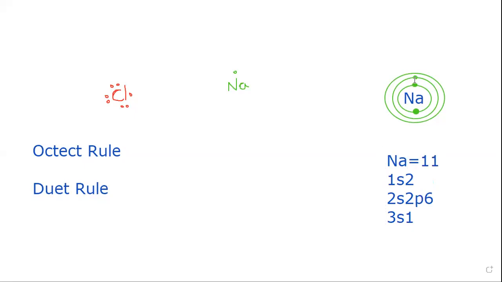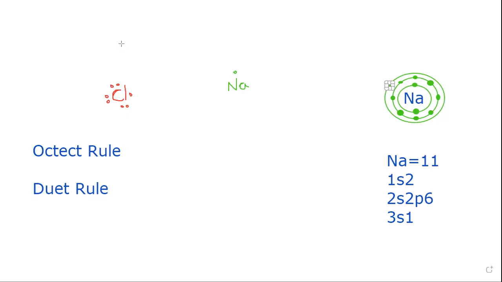Okay, so we have 2 in the first energy level, and now we're going to have 8 in the second energy level. 2, 3, 4, 5, 6, 7. No, that's 8. That's 8. And only 1 in the last energy level.